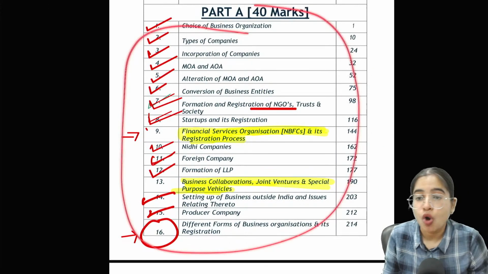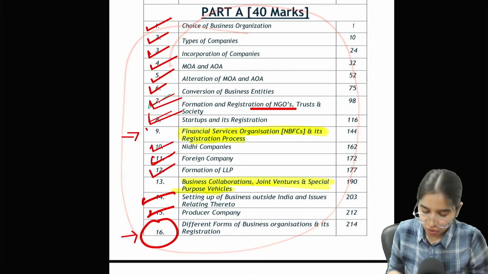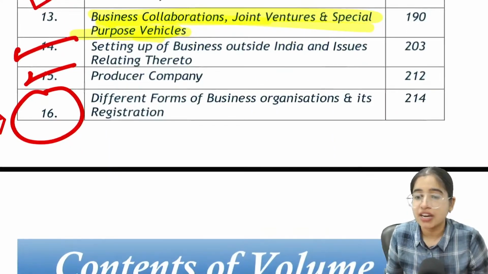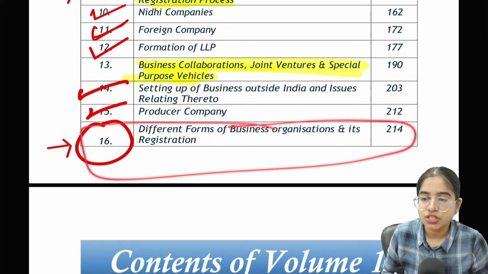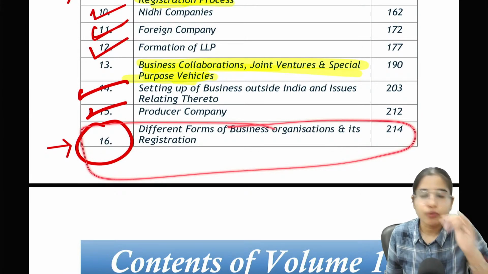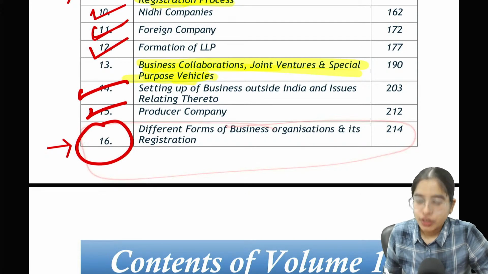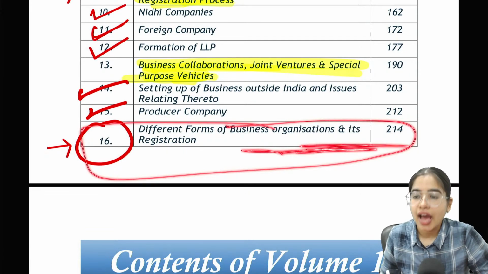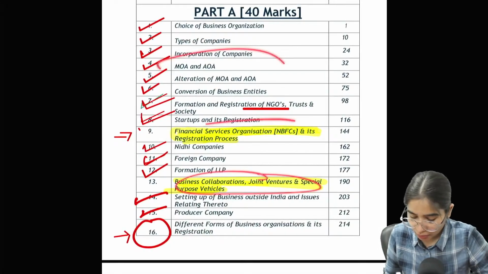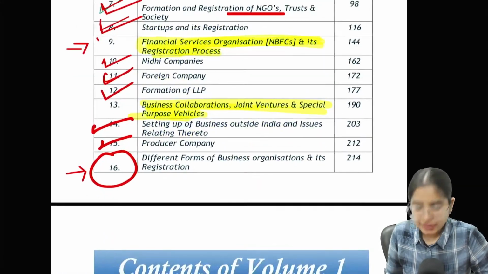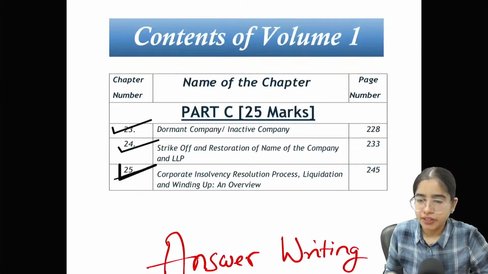We have revised all the other chapters. Now we are going to revise the last chapter of this topic, which is different form of business organization and its registration. This is the last chapter. These two topics I'll put a video, and that's how our part A will get completed.